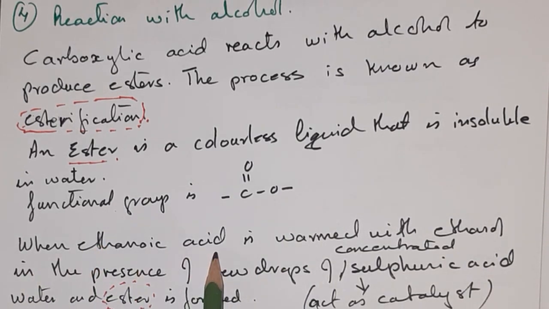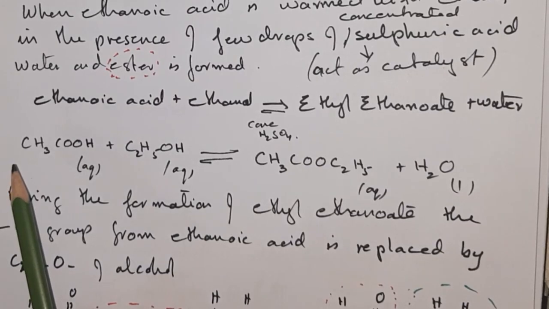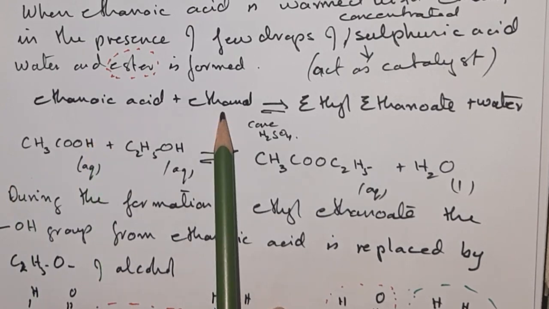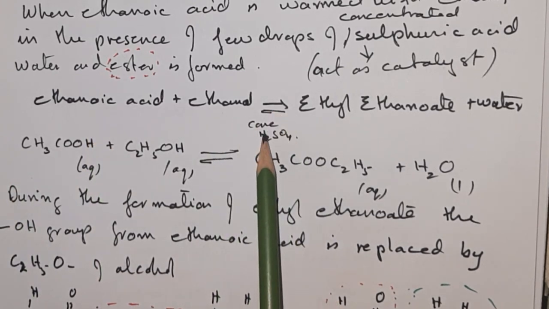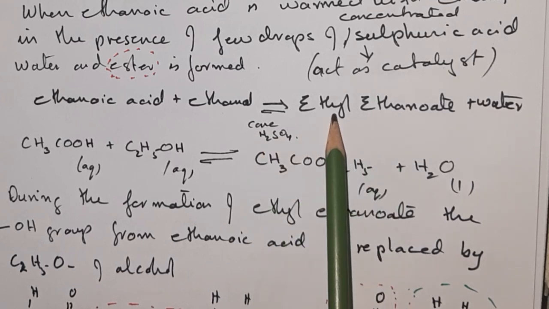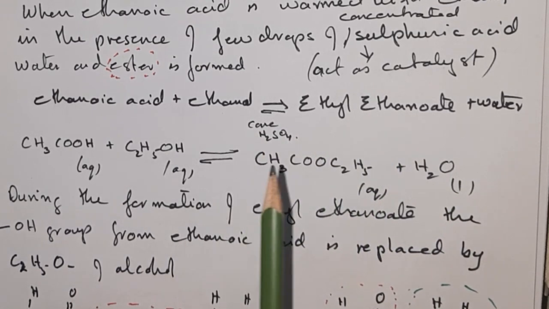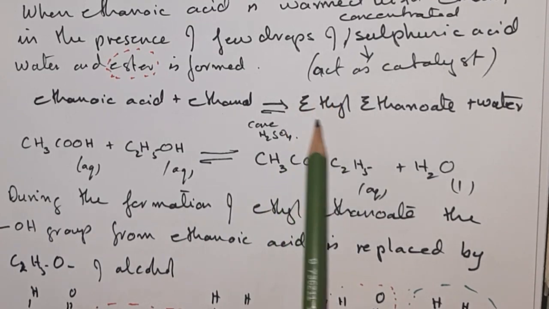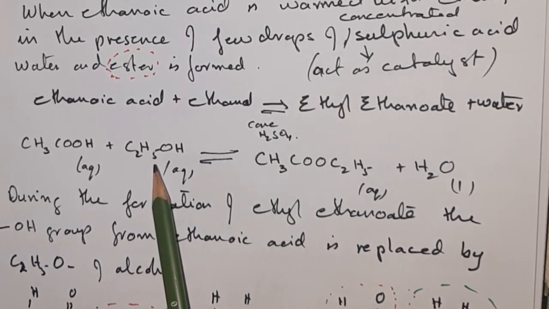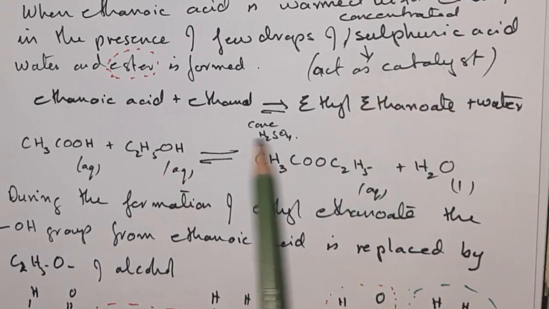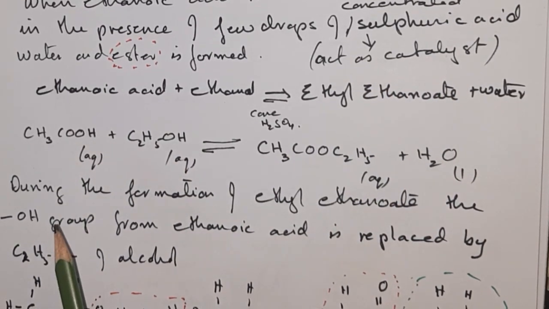When ethanoic acid is warmed with ethanol in the presence of a few drops of concentrated sulfuric acid, which is used as a catalyst, water and an ester are formed. Ethanoic acid plus ethanol in the presence of a few drops of concentrated sulfuric acid gives ethyl ethanoate plus water. Now the ethyl group is derived from the alcohol and ethanoate is derived from the carboxylic acid.